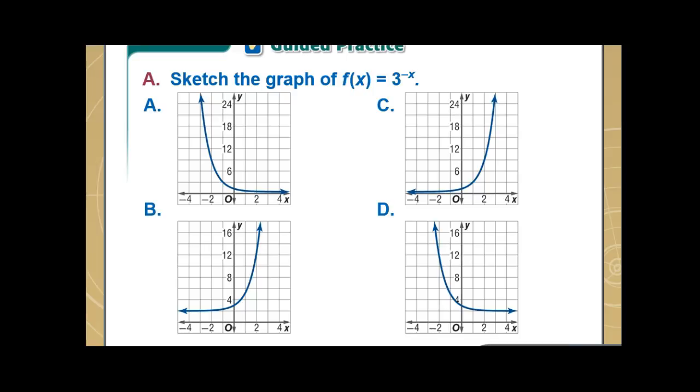This first one should be relatively straightforward. Just go ahead and see if you can recognize what the graph of 3 to the negative x looks like. Try it without your calculator. See if you can sort of figure that out logically. And then if you need to, throw it in your calculator and check your answer.